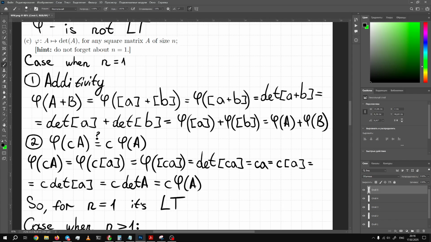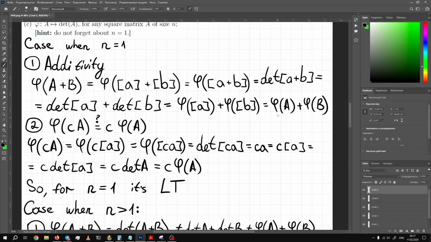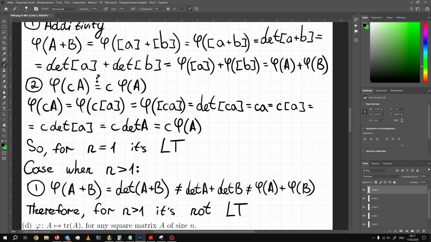A and b are some scalars, so we can write it in this form and apply our transformation: the determinant of a plus b, and we know that they are scalars, so we can write it separately. So this is phi of a plus phi of b, where this is matrix A and this is matrix B. The transformation of a plus b is equal to the transformation of a plus the transformation of b. So additivity holds true. Let's check the second criterion.